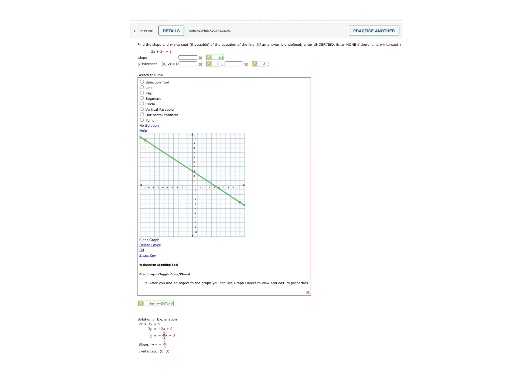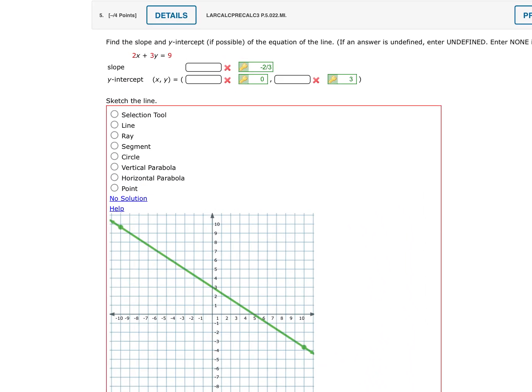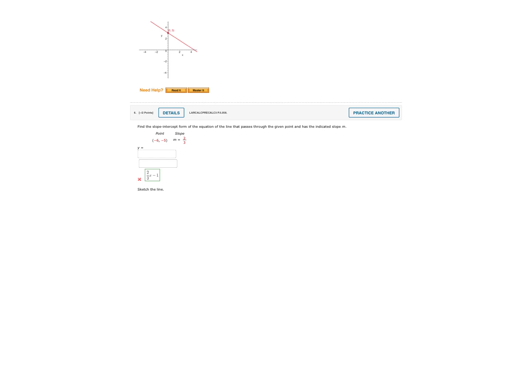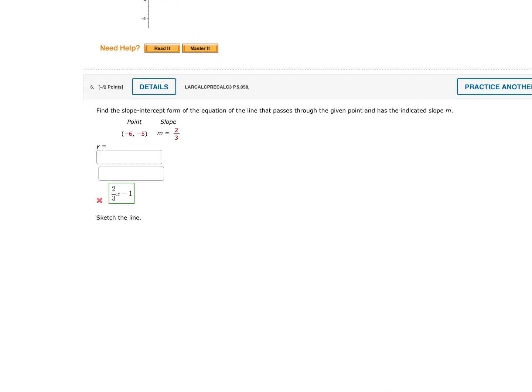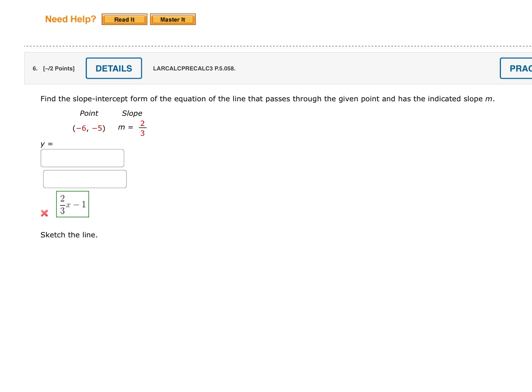For a question like number 5, you guys know how to find the slope. Put it in slope-intercept form, and that'll give you your slope and your y-intercept. For number 6, it gives us the point and the slope, so we can plug it into point slope form. So make sure you know point slope form. Y minus y1 is equal to m times x minus x1. This is point slope form. Slope intercept form is y equals mx plus b.